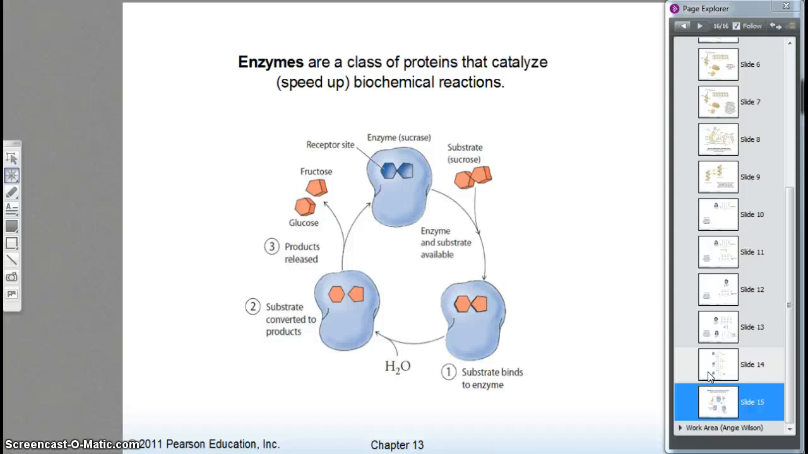Some enzymes catalyze the splitting of substrate molecules, while others catalyze the joining of molecules. So some are set to split them apart and some are set to join them together. One single enzyme molecule can act on thousands or even millions of substrate molecules every second. Biochemical reactions couldn't occur fast enough to support life without enzymes, because enzymes are what speed it up enough that it can actually happen quickly enough.